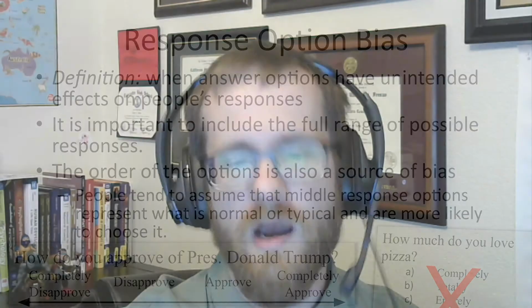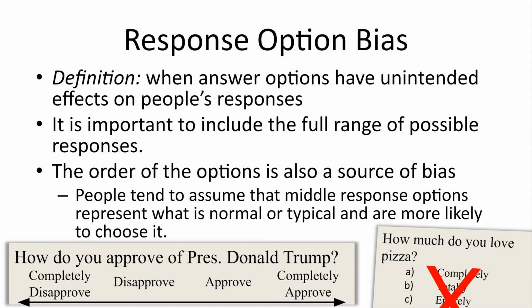Another common source of confounds is called response option bias. This is when an answer's options have unintended effects on people's responses. Now, it's important to include the full range of possible responses. If you look at my examples down here, you'll see the one on the left, how do you approve of President Donald Trump? Completely disapprove, disapprove, approve, and completely approve. Well, that might be good enough.